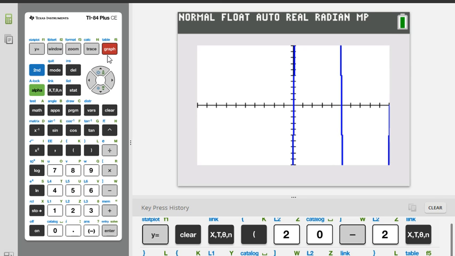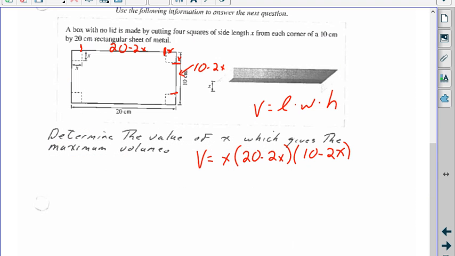Okay. Let's talk about the problem. What's the minimum amount that you can cut out of that box? 0. And I have a flat thing and I have no box. What's the maximum side of my cutout X that I can cut out?